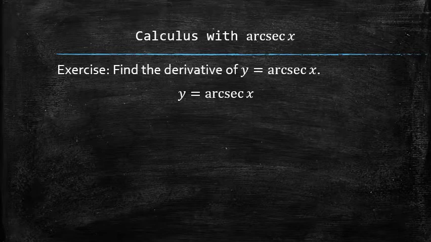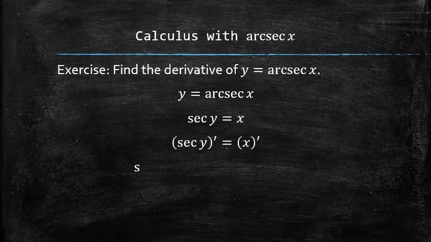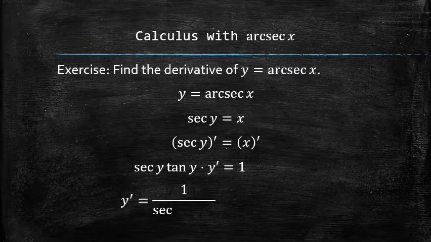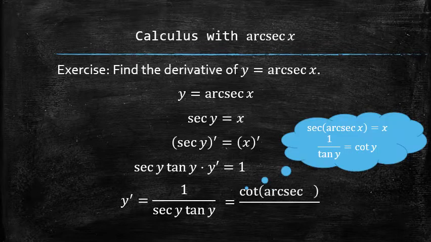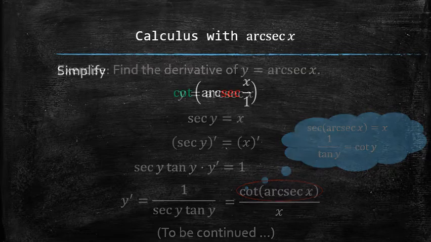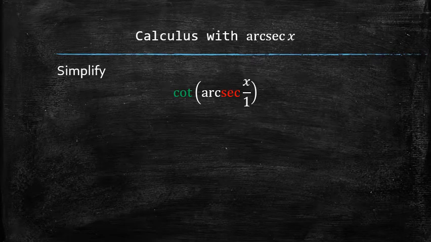First, let's apply the secant of x function to both sides, and then differentiate each side. On the left side, we use the chain rule, and on the right side, it is just the derivative of x. Let's divide both sides by secant y tangent y, and replace y with the arcsecant of x. We definitely learned how to simplify such expression in trigonometry. So let's simplify this expression using the procedure developed in trigonometry.